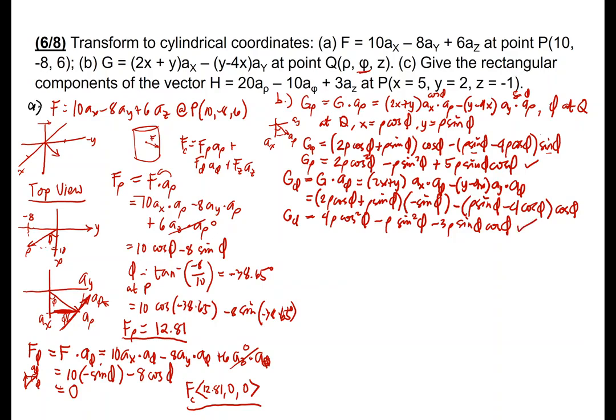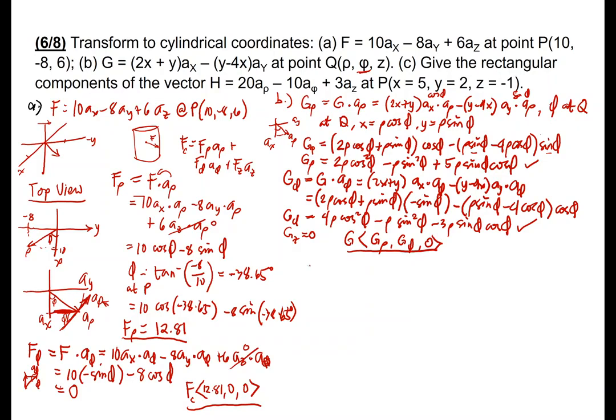Now we don't have a z component because our vector G has no a z, so therefore we have this vector G. I will write the vector form because it is very long, so I just write it this way. So that's it. That's the answer for problem B.